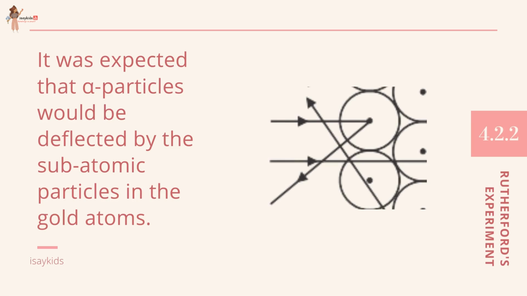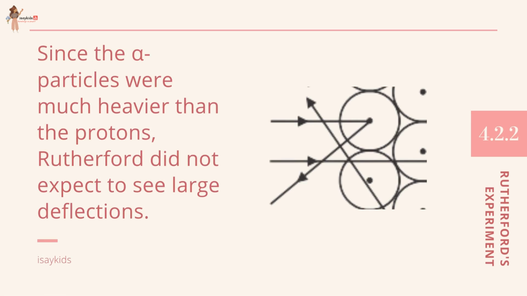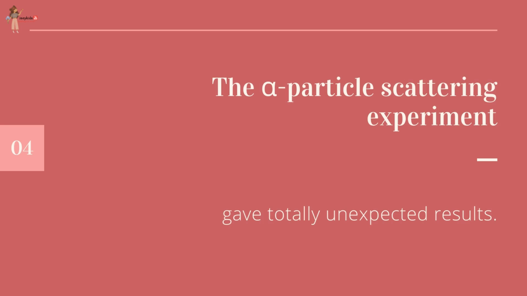It was expected that alpha particles would be deflected by the subatomic particles in the gold atoms. Since the alpha particles were much heavier than the protons, he did not expect to see large deflections. But the alpha particle scattering experiment gave totally unexpected results.